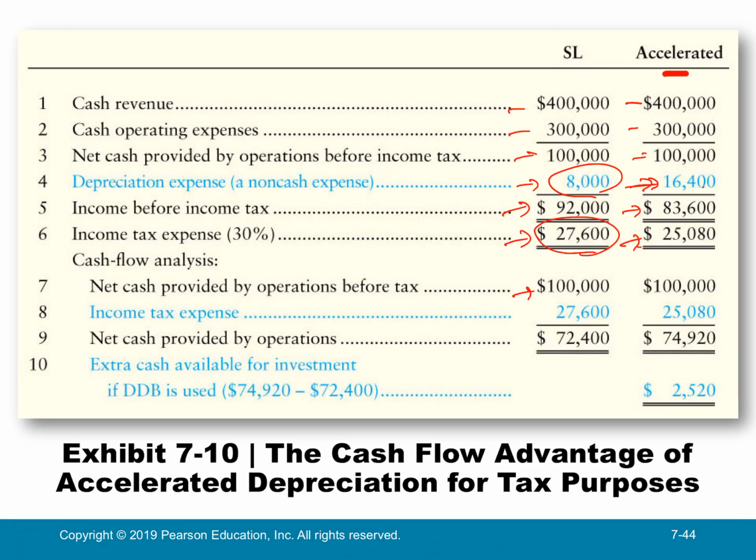But for this year, we're going to have cash provided from operations of 100,000. Now we have to pay income tax. Under this method, we pay this much in income tax. Under the accelerated method, we pay this much in tax. So our net cash provided by operations, here and here, becomes, you can see the difference, right? By using the double declining balance, we have an extra $2,520 of cash. So this is why we would prefer to have this for tax, and this is fine for our regular financial books.